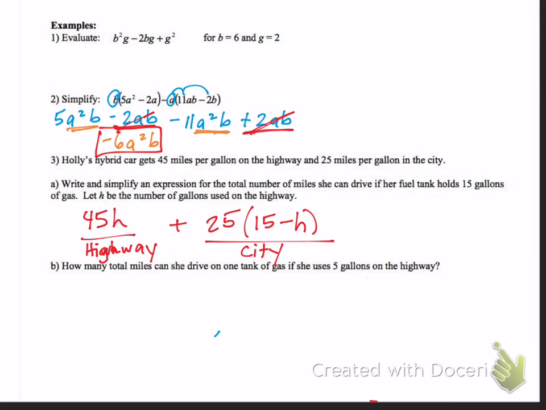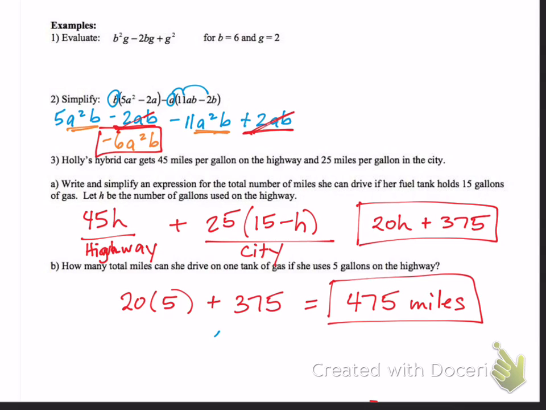So now I want you to simplify that. We can do this, right? We can simplify. So distribute that 25, combine your like terms, then I want you to get one final expression. Okay, so once you get 20H plus 375, it then says that you have 5 miles on the highway. So I'm going to plug 5 in for H, and you should end up getting 475 miles.